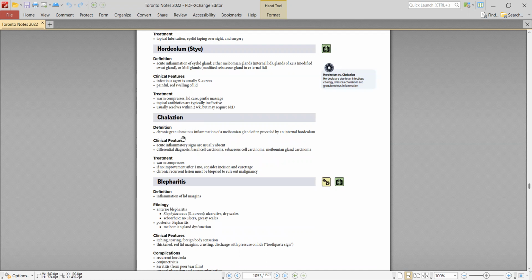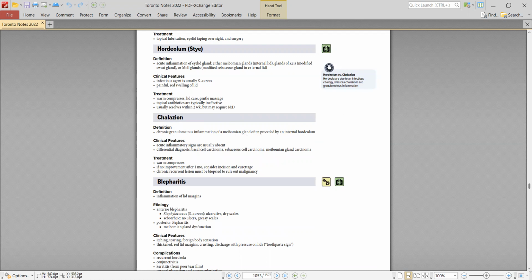Chalazion, it is chronic granulomatous inflammation of the meibomian gland. So this is super important. Meibomian gland, chalazion, chronic granulomatous inflammation. Chronic chalazion, the meibomian gland is infected. So you should remember this meibomian gland, preceded by the internal hordeolum.